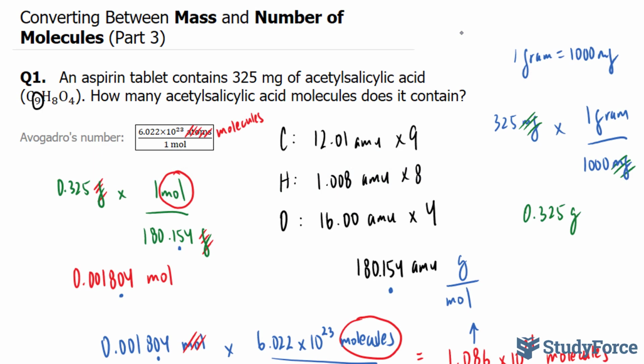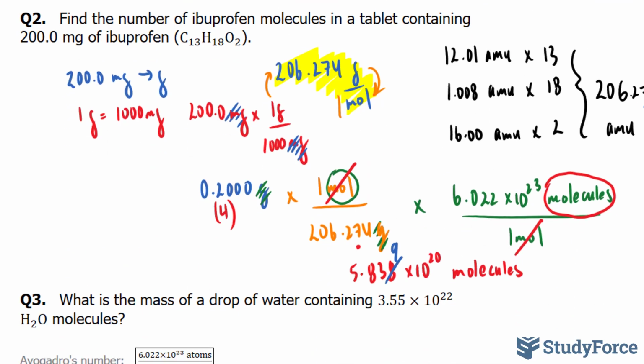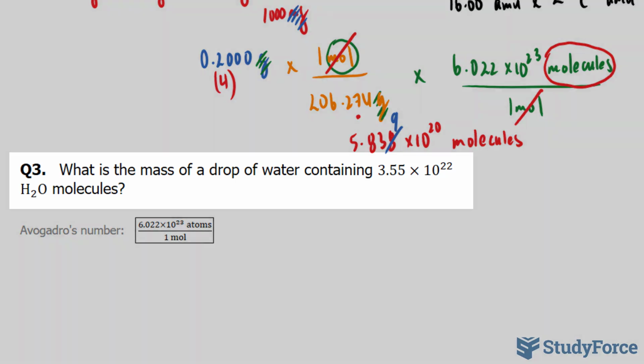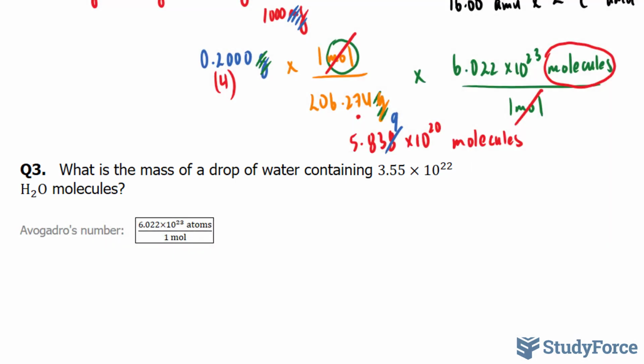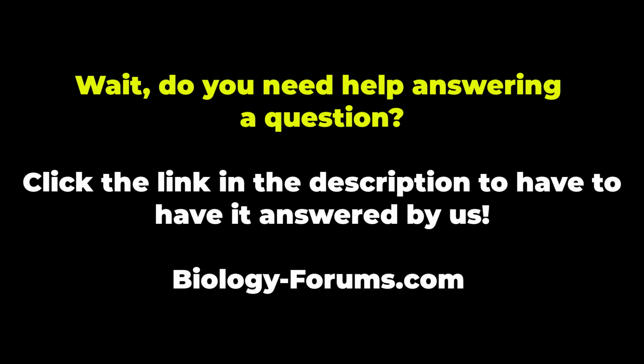In part 3 of this lesson, where we convert between mass and the number of molecules, we'll be answering question 3. Question 3 is interesting. It's different than questions 1 and 2, where they ask us for the number of molecules. This time they give us the number of molecules and they want us to find the mass. The question reads, what is the mass of a drop of water containing 3.55 times 10 to the power of 22 H2O molecules? H2O being water, obviously.